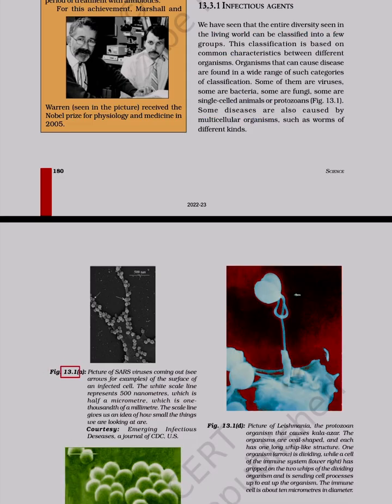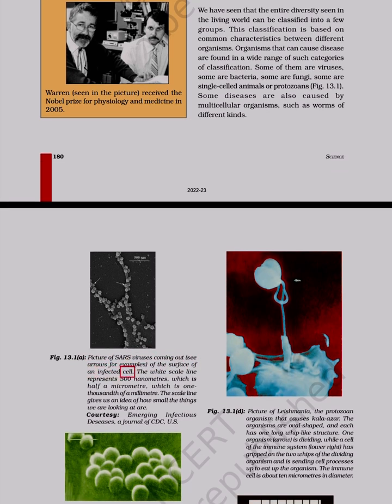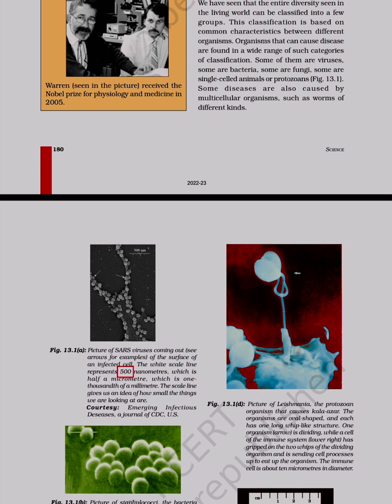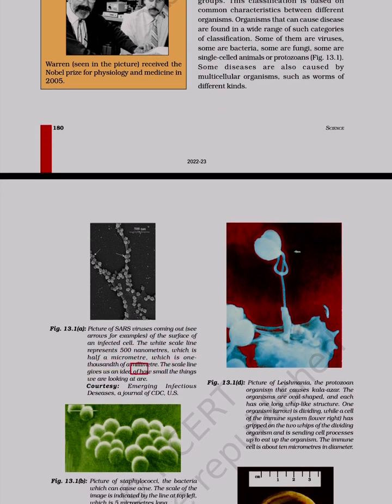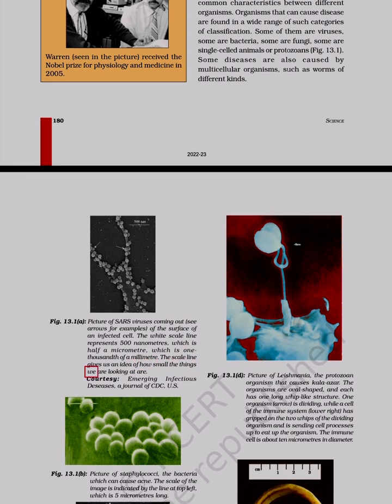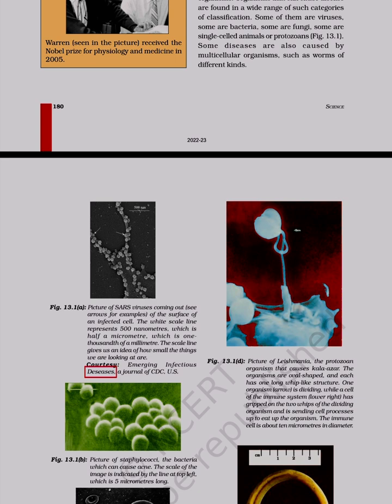Figure 13.1 A. A picture of SARS viruses coming out. See arrows for examples of the surface of an infected cell. The white scale line represents 500 nanometers, which is half a micrometer, which is one thousandth of a millimeter. The scale line gives us an idea of how small the things we are looking at are. Courtesy, Emerging Infectious Diseases, a journal of CDC, US.